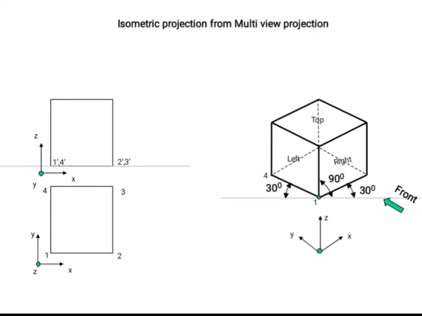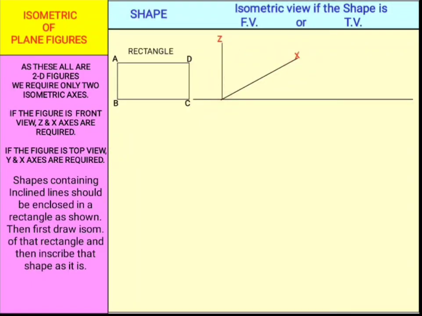Hidden edges are marked like this. Now the projection is finished. Now we can see the isometric of plane figures. Here I use the z-axis and x-axis for representing the front side. You can also select z-axis and y-axis depending upon position of the object. Okay. Now z-axis and x-axis are marked, and along z-axis I measure the height of the object. Mark it as BA along z-axis, and along x-axis I can mark B and C.